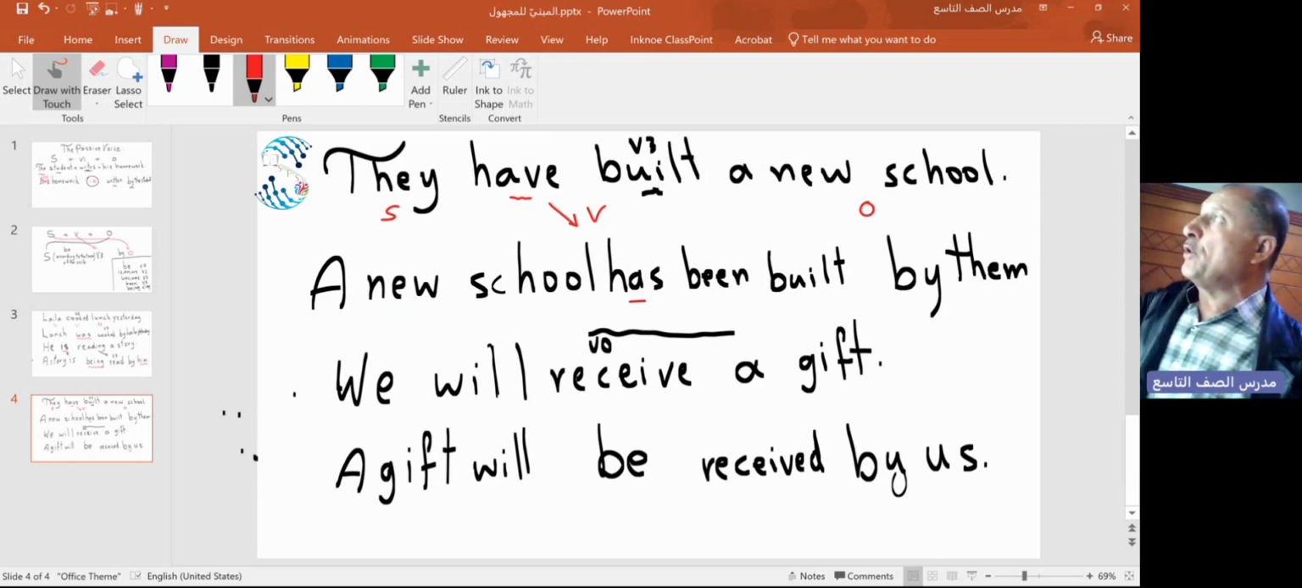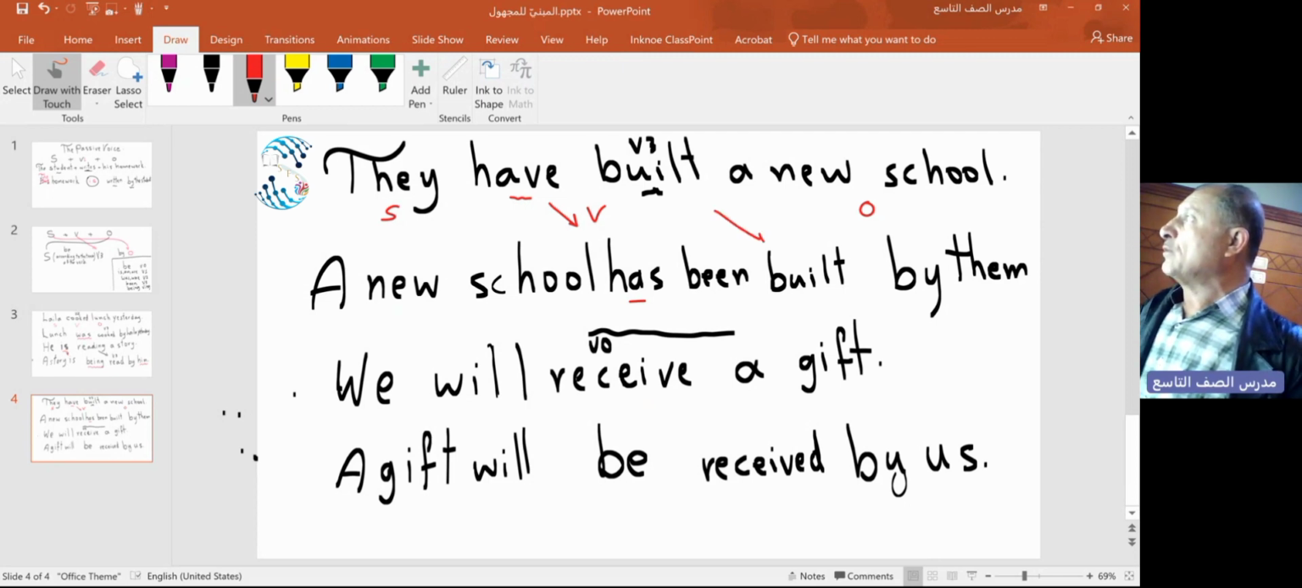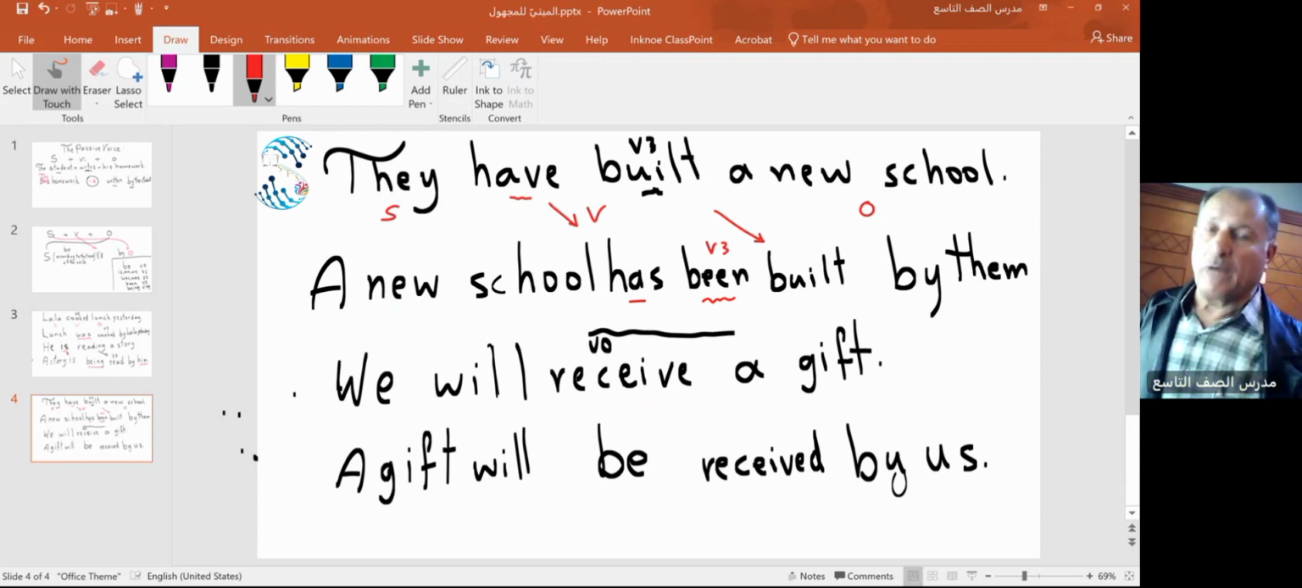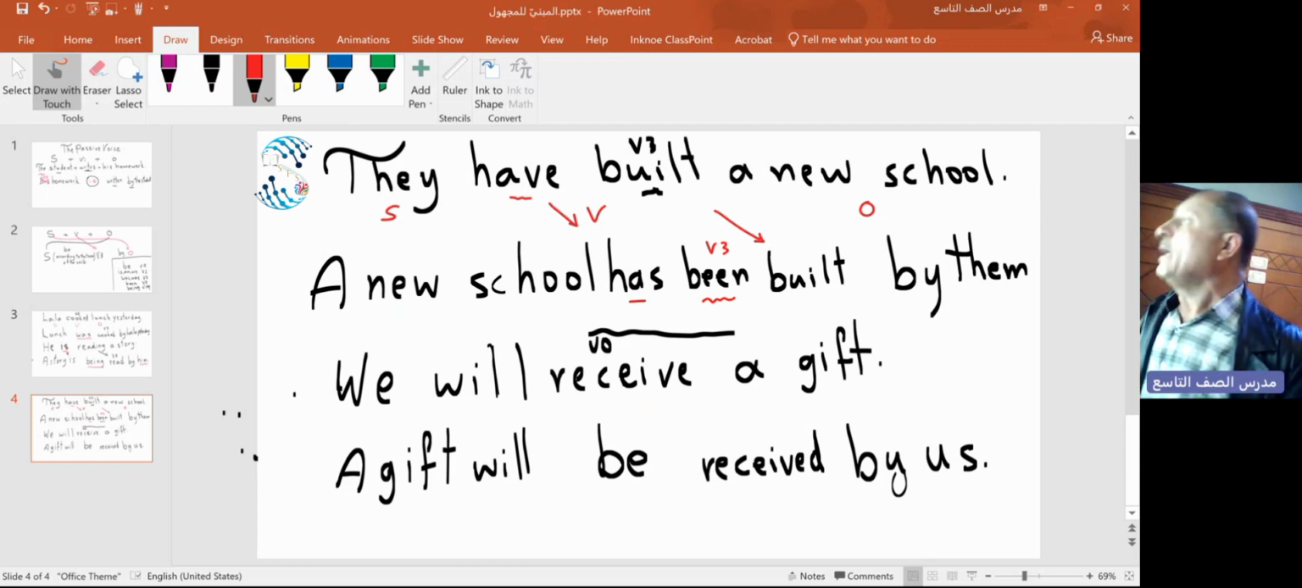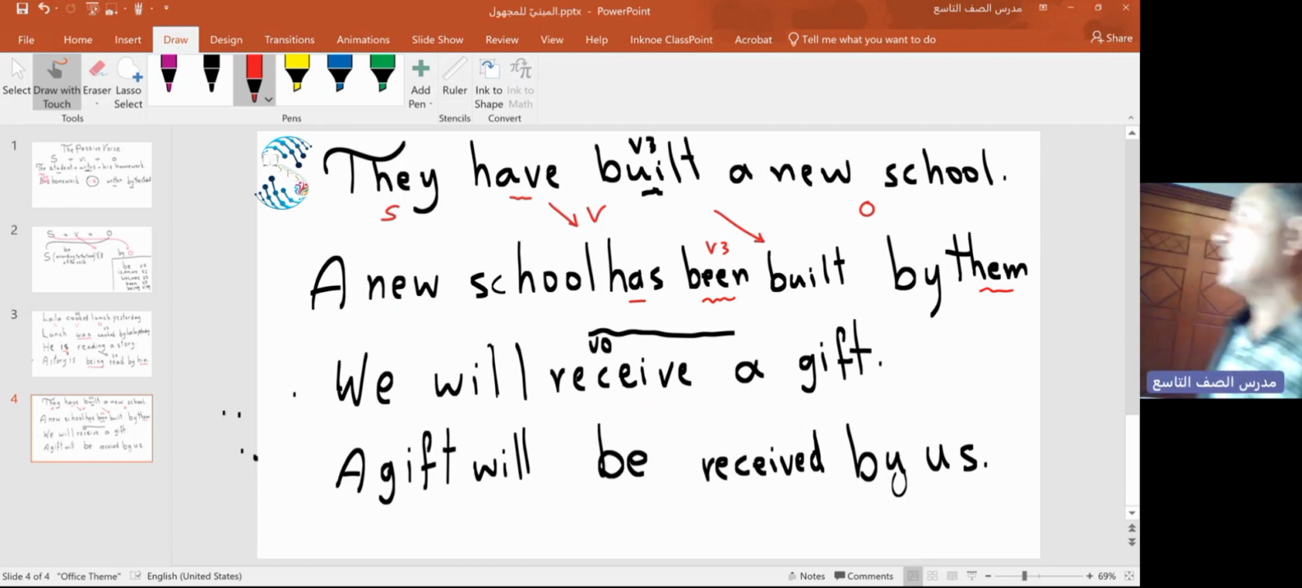Now the original verb is in verb 3, and we put it in verb 3 here, but we insert the auxiliary verb be, also in verb 3, before it. And the subject becomes an object here. They is a subjective case; we put it in the objective case, it becomes them. So, a new school has been built by them.